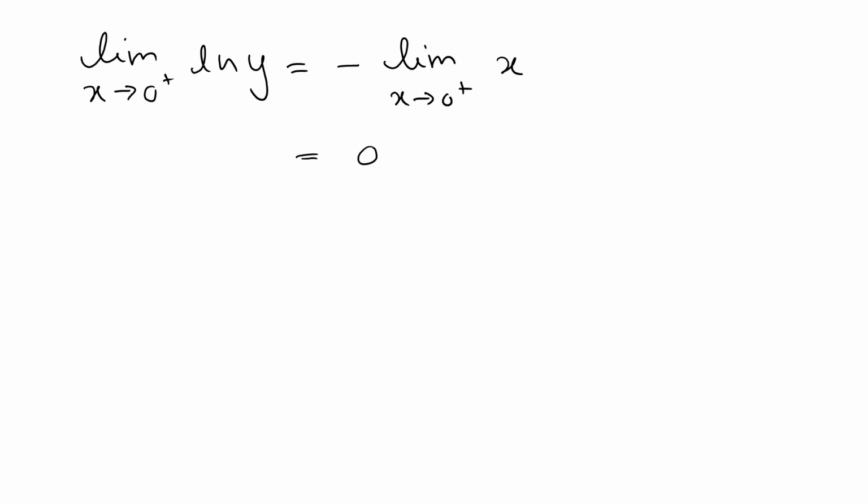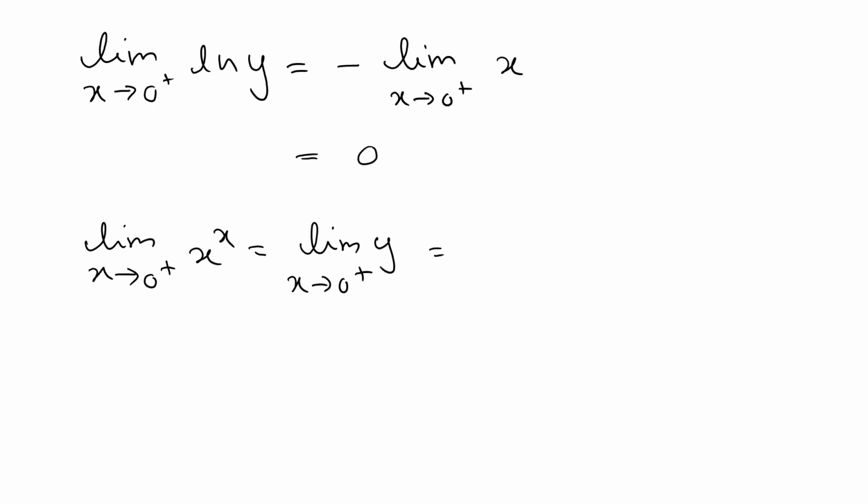The fourth step is to convert this from natural log into exponential form. So the next thing we can do is write the limit as x goes to 0 plus of y. Actually, it will be better to write it as x to the x, that's what we're looking for, which is equal to the limit when x goes to 0 plus of y.